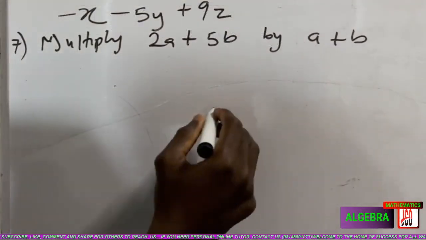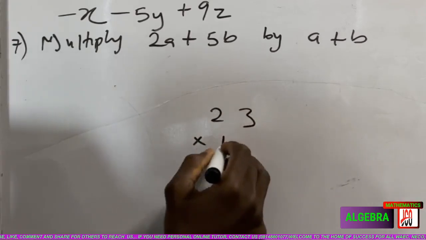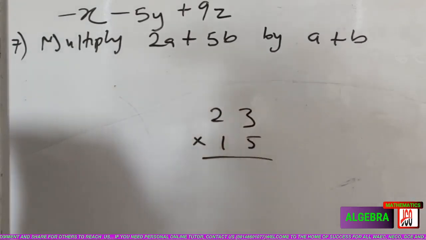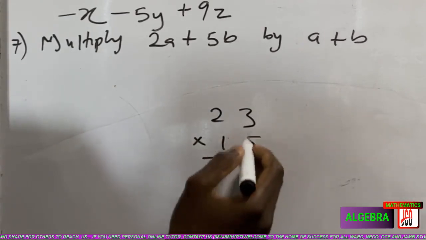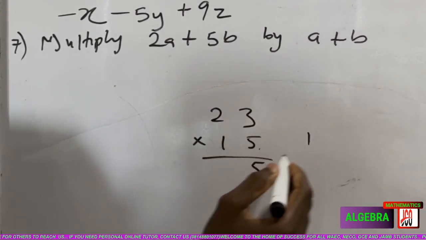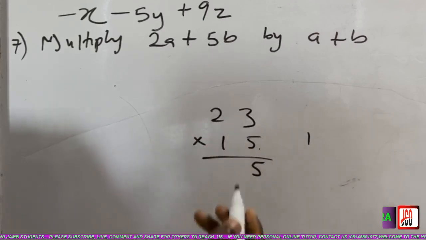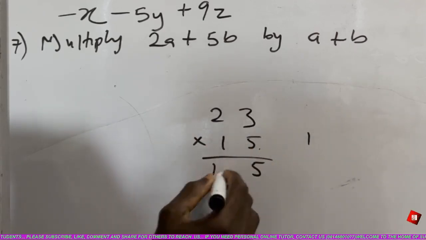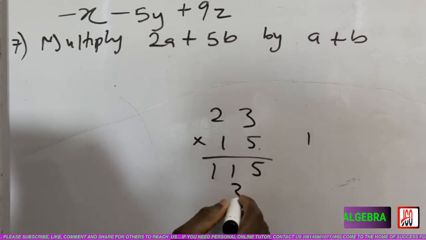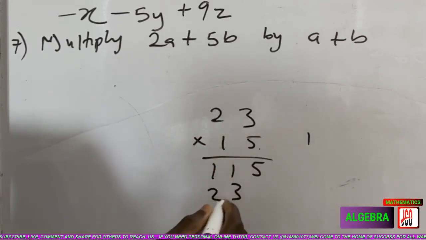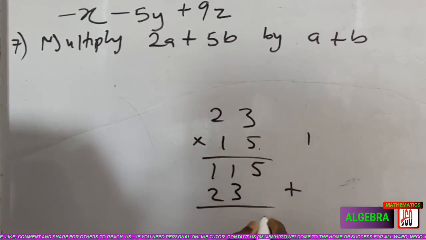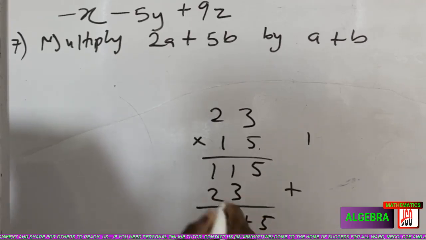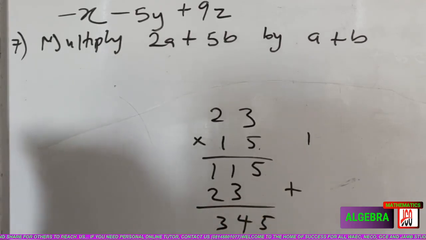You know, if I told you to multiply 23 by 15, this is how you're going to do it ordinarily. 5 times 3, 15, carry 1. 5 times 2 is 10 plus 1, 11. Then 1 times 3 is 3. 1 times 2 is 2. And you will now add and simply say 5, 4, 3, 345.